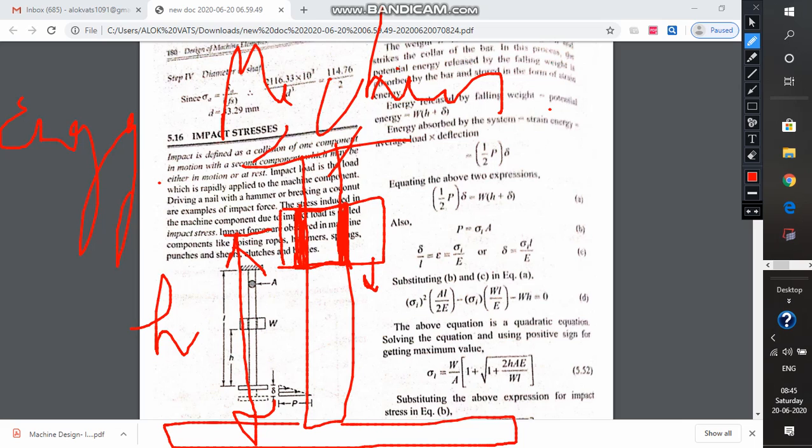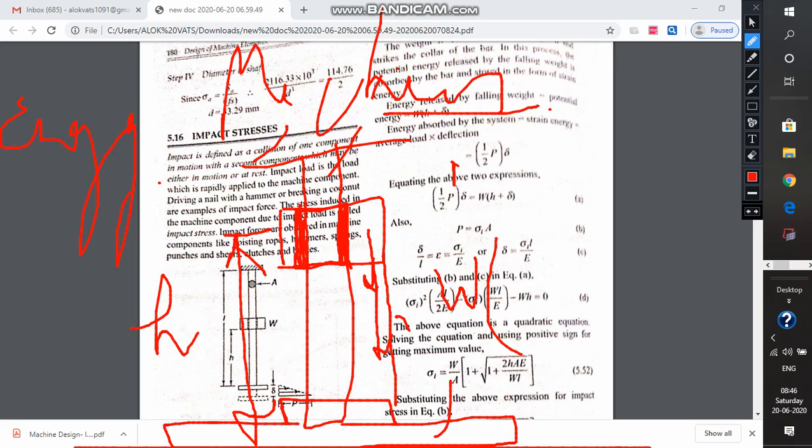now when this weight strikes the collar, what happens? There is a deformation of the collar, and some amount of the potential energy. Why do we talk of the potential energy? Because there is a change in the height. How much energy will be released by the falling weight when it falls from a height h? It will be equal to the potential energy, and potential energy is nothing but mgh.